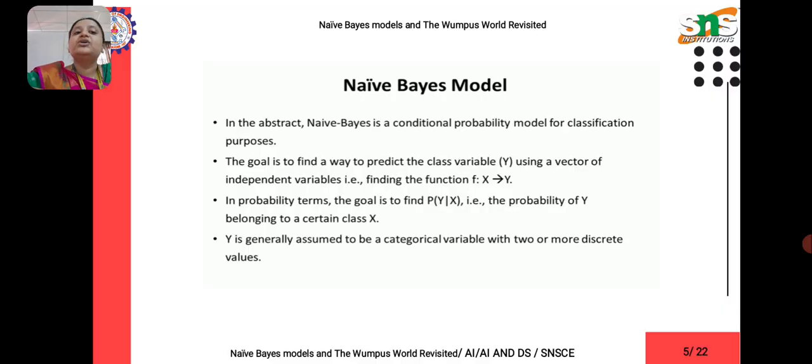Okay, the goal is to find a way to predict the class using a vector of independent variables. That is, finding from x, which implies y. In probability terms, the goal is to find P of y given x. That is the probability of y belonging to a certain class given x. Y is generally assumed to be a categorical variable with two or more discrete values, that is, different values.